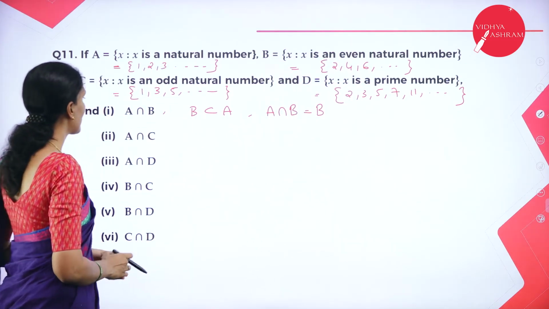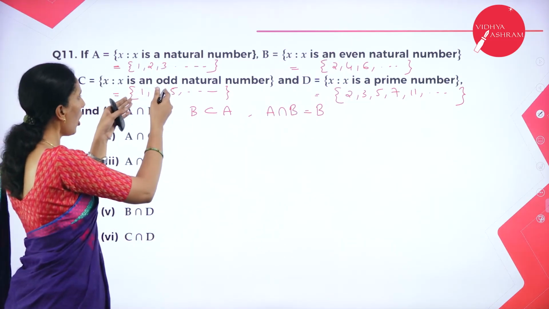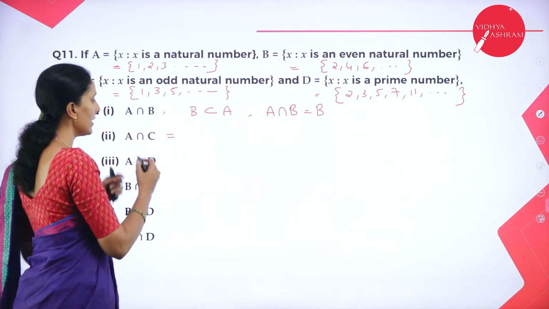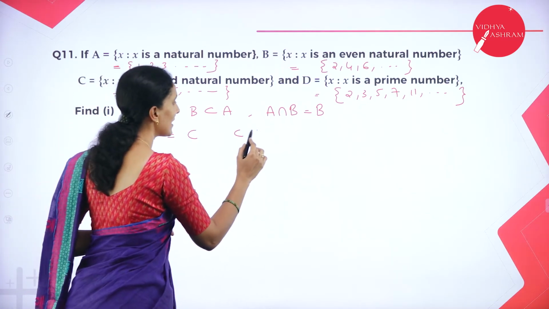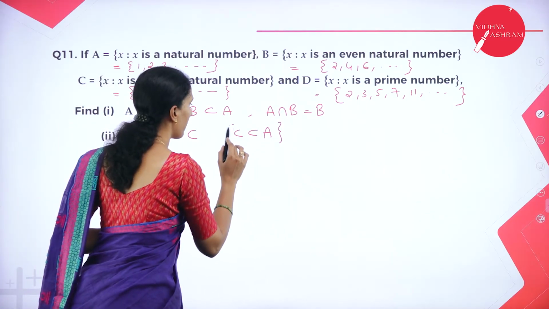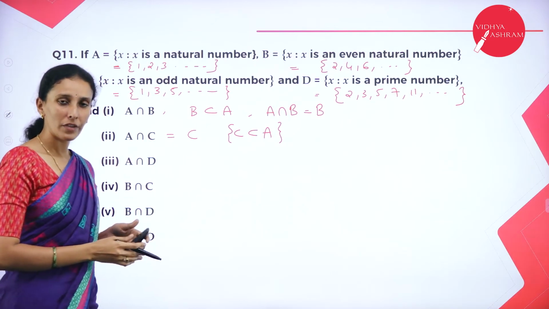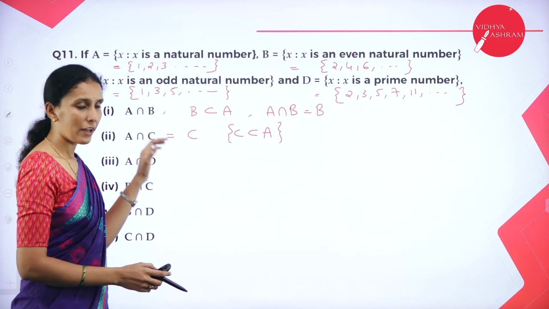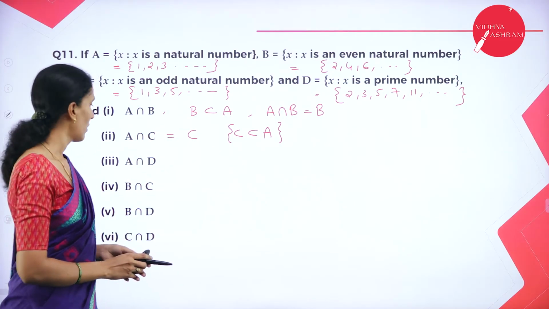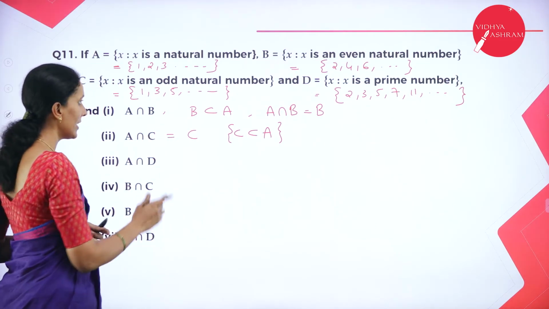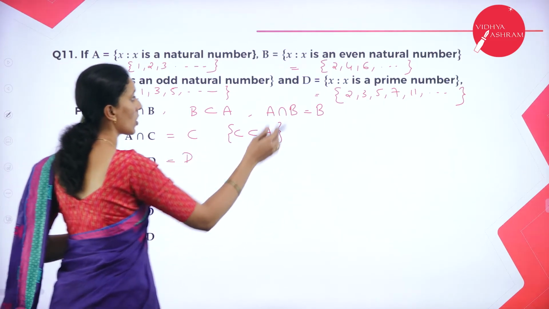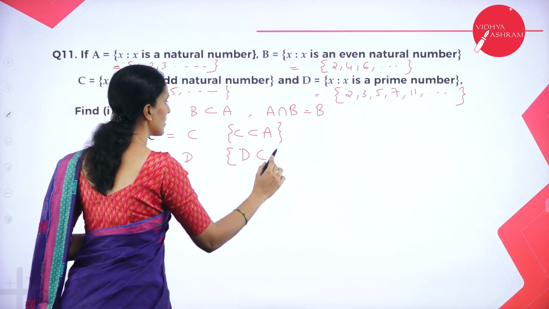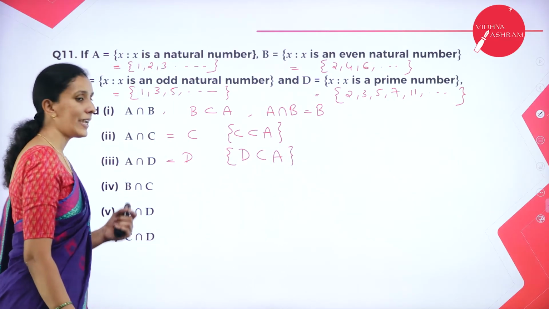What does 2, 4, 6 represent? B. Next, C. All odd natural numbers are in A. So therefore, your answer is C here. Why? Because C is a subset of A, which means all the elements in C are in A. Therefore, your intersection is C. A intersection D is again D, because all the prime numbers are natural numbers, so D is a subset of A.